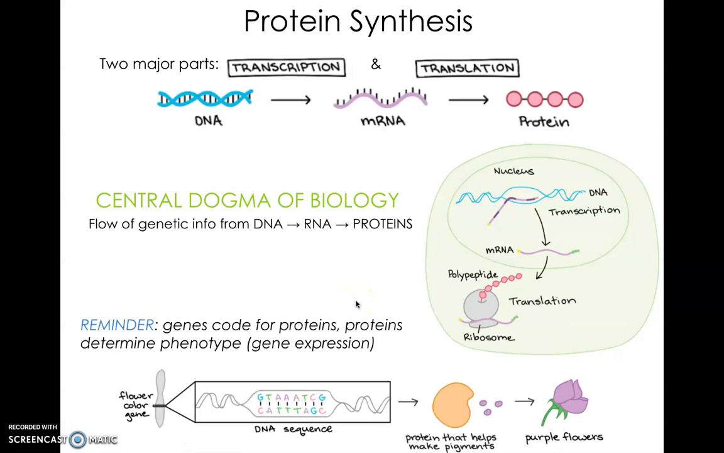And just as a reminder from our last slide, genes, those segments of DNA, code for proteins. And proteins determine our phenotype, our physical expression of our genes. So if I'm looking down here at this example, this is a little chromosome. I have a little segment of DNA in here, and it's the gene that determines or contributes to flower color. I have this unique little DNA sequence that's going to code for a particular protein. That protein helps to make pigments that determine the color of the flower.